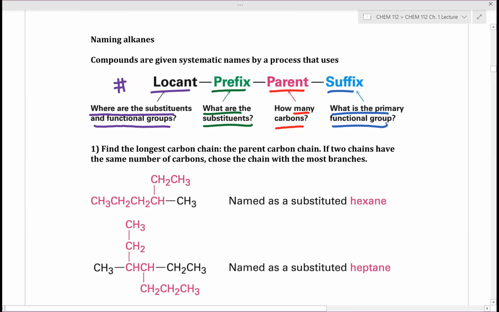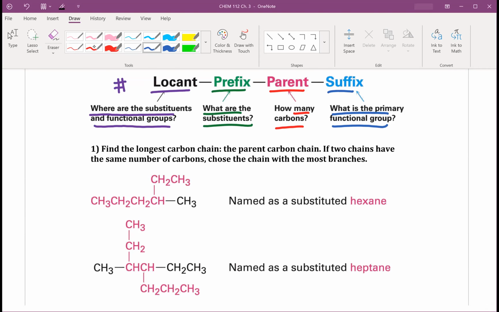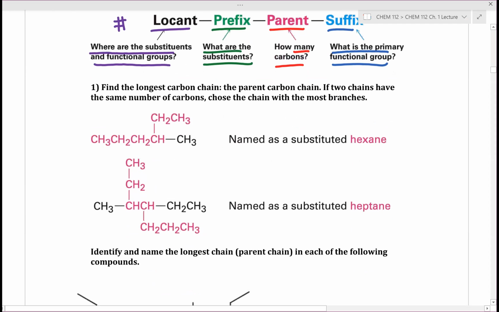The most important skill you need, and the best source of trick questions in nomenclature, is making sure you can tell me how many carbons are in our parent chain. That's what we're going to focus on right now. Your goal is to find the longest carbon chain, which we call the parent chain. If 2 chains have the same number of carbons, you choose the chain with the most branches.